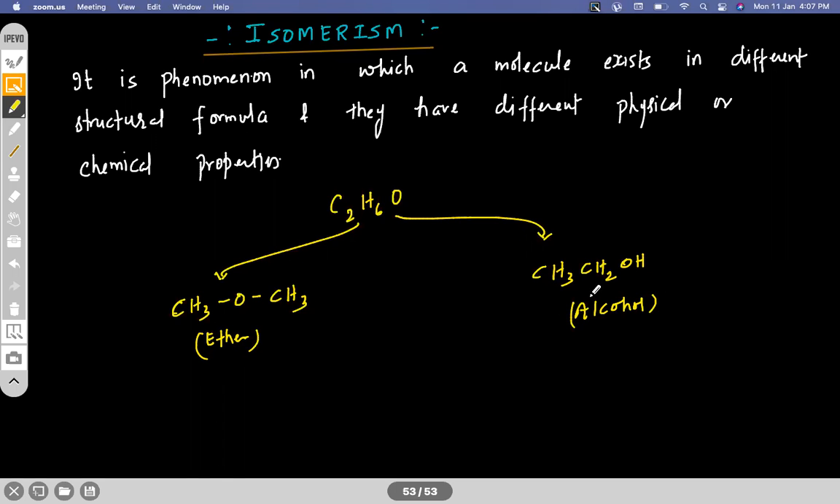So obviously we see ether and alcohol have different properties, right? They have different chemical properties. We know this alcohol is a polar protic solvent. This one is a polar aprotic solvent. We have an oxygen hydrogen bond. There is an acidic hydrogen present in alcohol, but we do not have such hydrogen present in ether. So obviously they have different properties. Obviously their melting and boiling points will also be different, right?